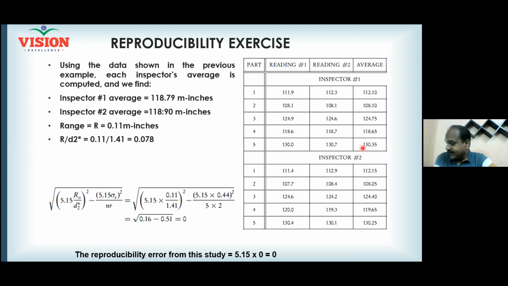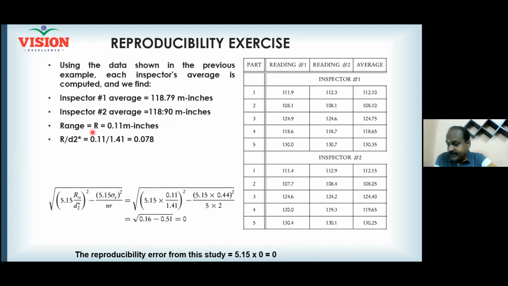Now, when you have 5 averages, can you find out the average of the 5 averages? That is 118.79. Clear? Inspector 1's average. Already you have 5 averages. Take the average of the 5, that is 118.79. Same way you do it for inspector 2. Average of the 5, that is 118.90 micro inches. What is reproducibility? The difference between the averages. The difference between the appraisers.